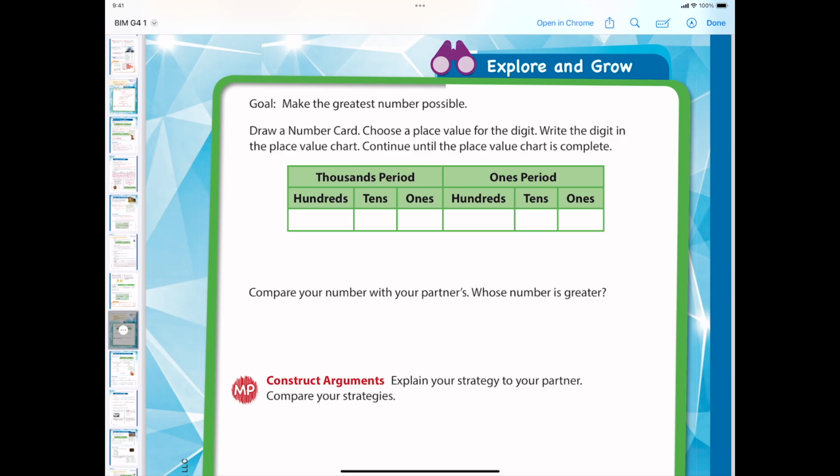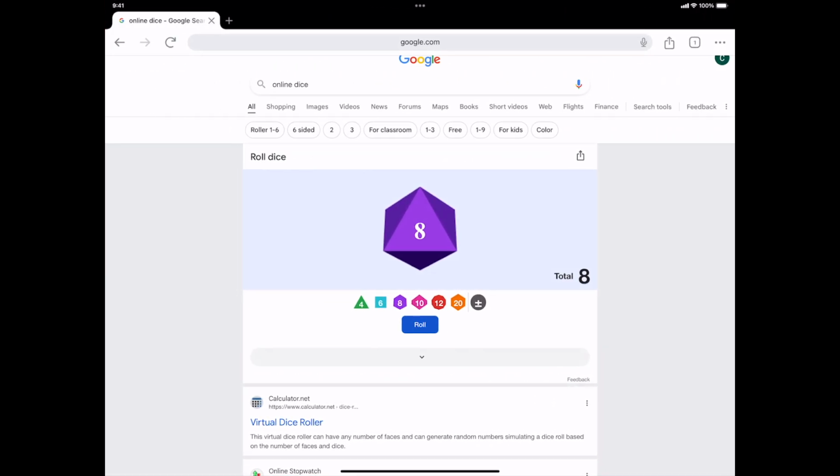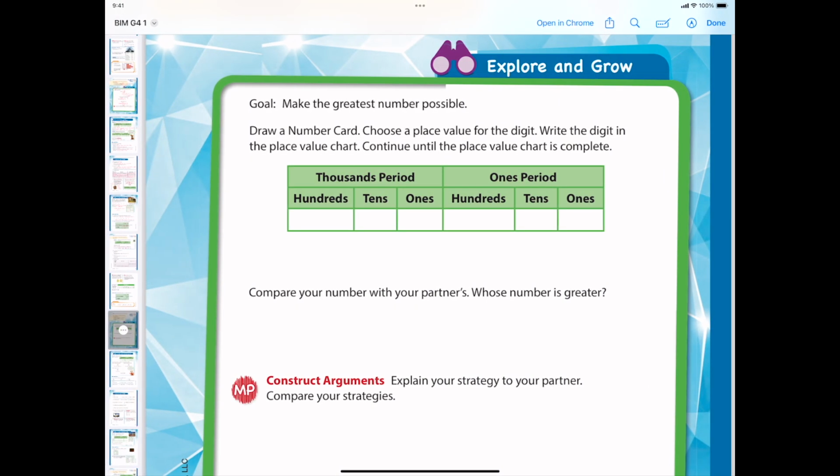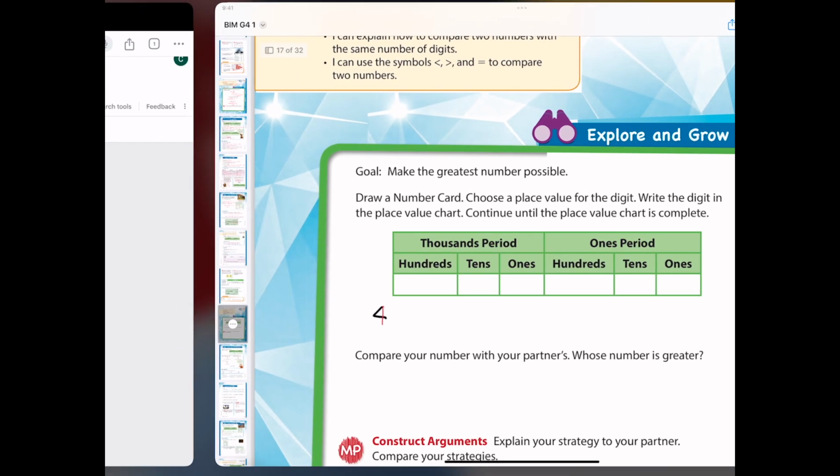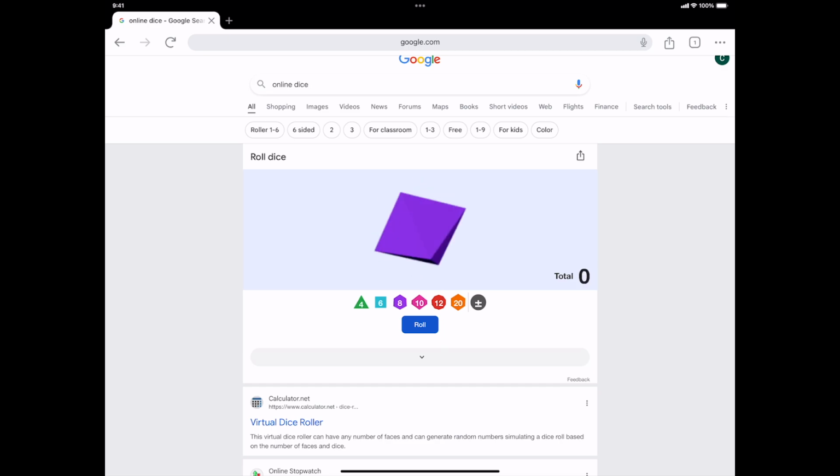All right, so in here, I have online dice. I just simply Googled it, online dice, and it came up. And I'm going to pick the number to roll it. Yes, first number is 4. So I'm going to write it down. 4. Okay, that's my first number. And second number, I'm gonna roll it again, is 3.